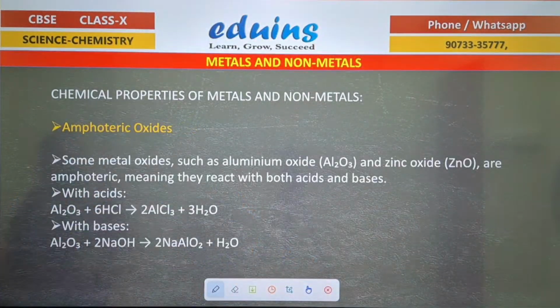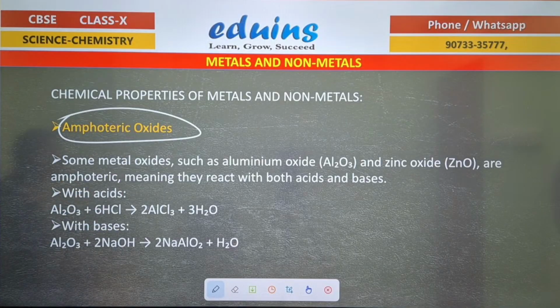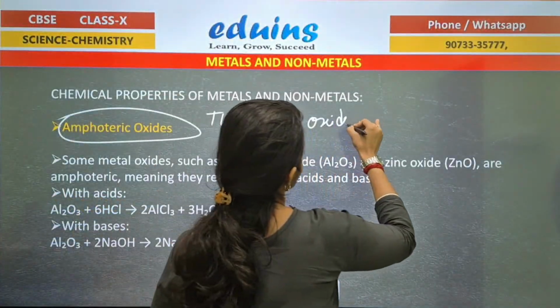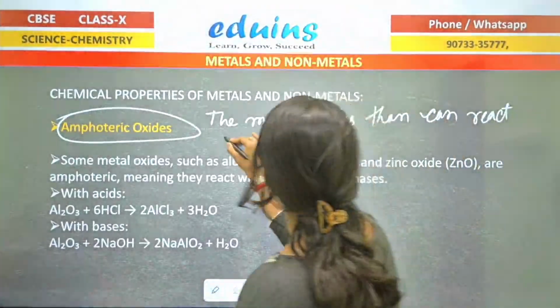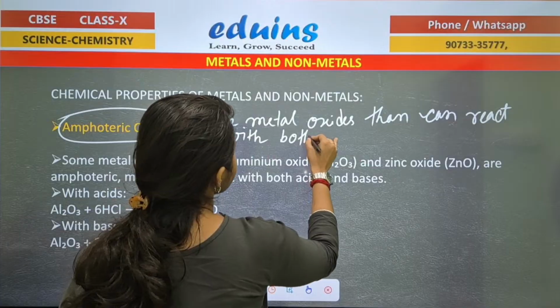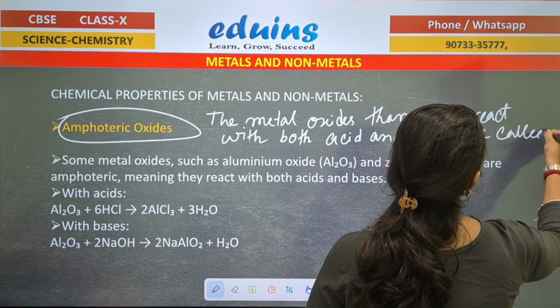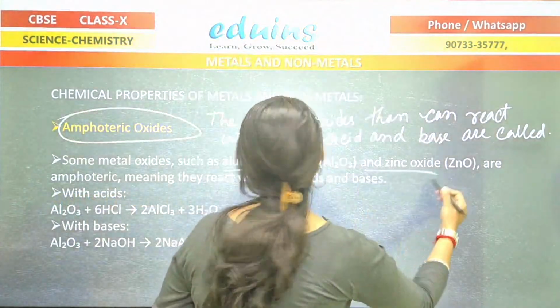Amphoteric oxide. What is amphoteric oxide? At first we have to know the definition. The metal oxides that can react with both acids and bases are called amphoteric oxides. So this is the definition. Some metal oxides such as aluminium oxide and zinc oxide are examples of amphoteric oxides.